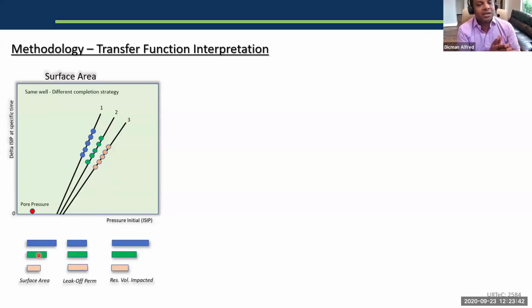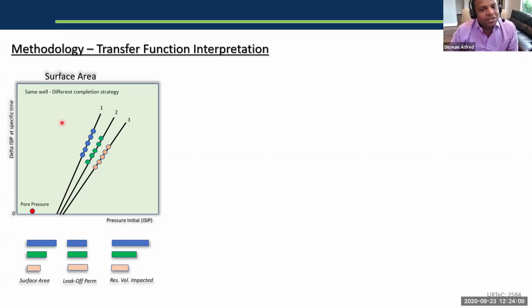Let's say you have the same well and you have completed this with 3 different completion strategies. Let's say you have 5 stages each. You did 3 different completion strategies. Now, just by looking at this, the one with the highest slope will have the highest surface area, because you will leak off faster if you have a larger surface area and the slope will change.